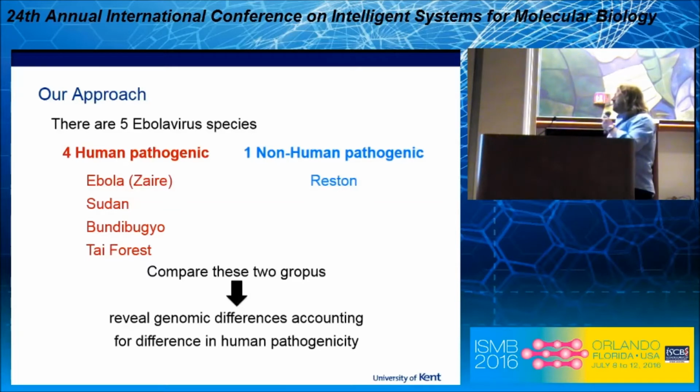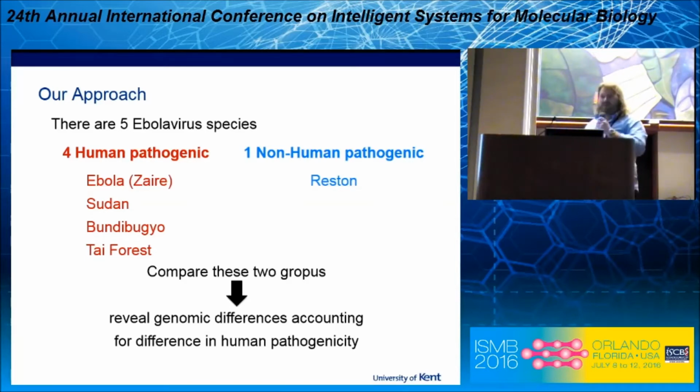We used some basic information about there being 5 different Ebola virus species. 4 of them are human pathogenic. So we have Ebola, which caused the most recent outbreak and most of the outbreaks that we've seen to date. And then there's Sudan, Bundibugyo, and Tai Forest. And these are all pathogenic in humans.